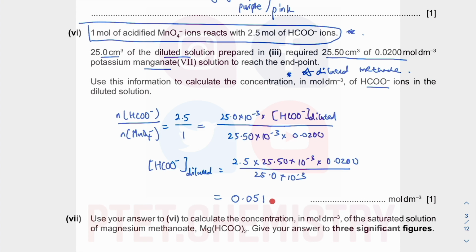I don't feel happy because this is what my calculator showed me. I don't feel happy leaving it like that. I will add it to 3 significant figure. This is concentration, this is concentration to 3 significant figure. All right.